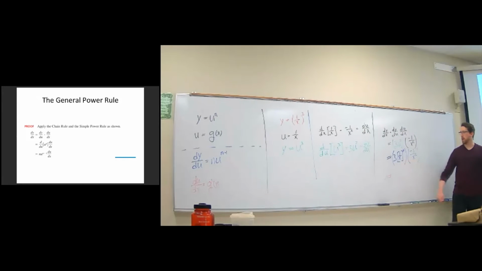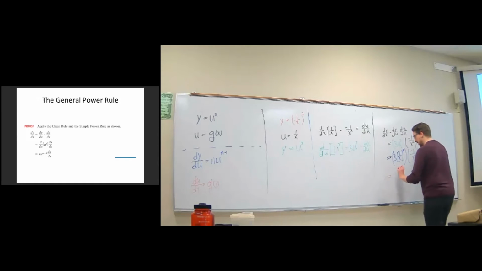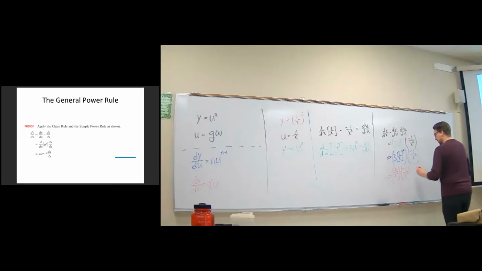so this is going to be 3 over x squared, right? Because we're just squaring the 1 over x. 1 squared is 1, x squared is x squared. So 3 over x squared times negative 1 over x squared, or negative 3 over x to the fourth.